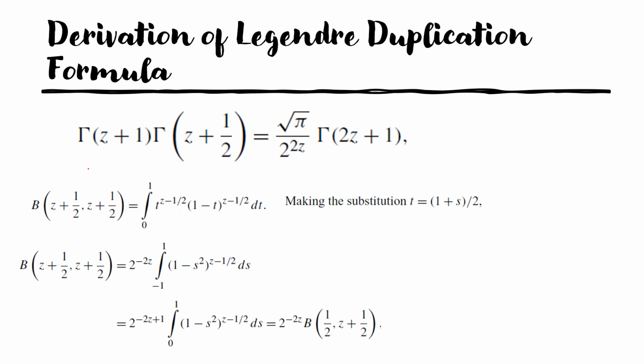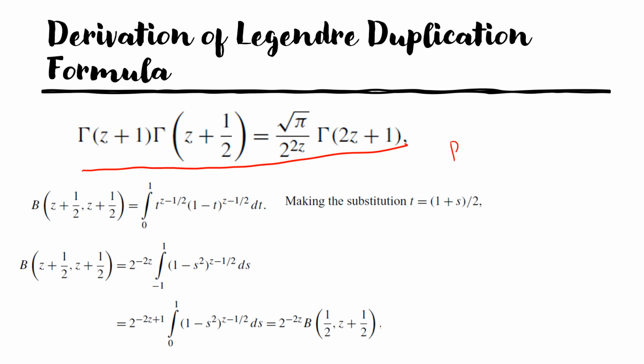Okay, so this is the Legendre duplication formula, and then we will use the beta function. If you're not familiar with the beta function, you can go back to my previous video. I already left the link below. Actually, this is the first time I see this formula. The duplication formula says that gamma(z+1) gamma(z+1/2) is square root of pi divided by 2^(2z) times gamma(2z+1).